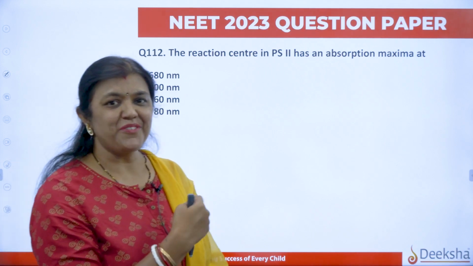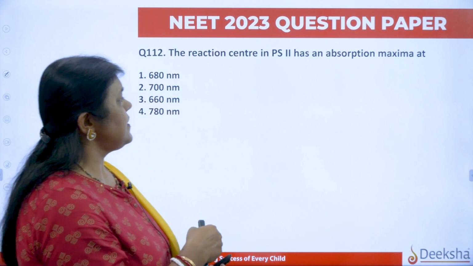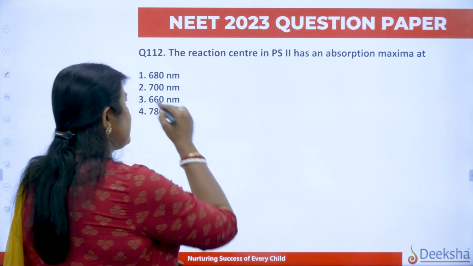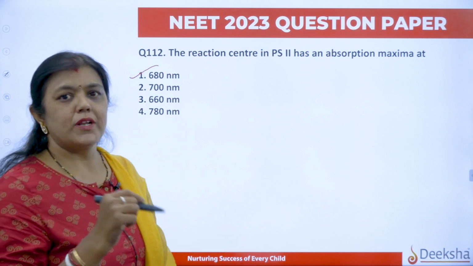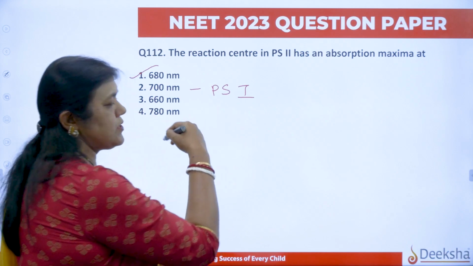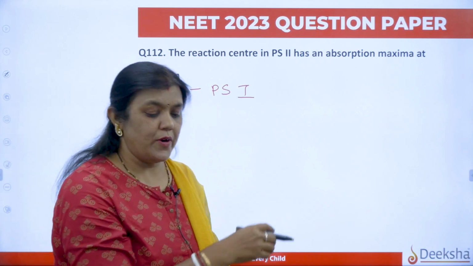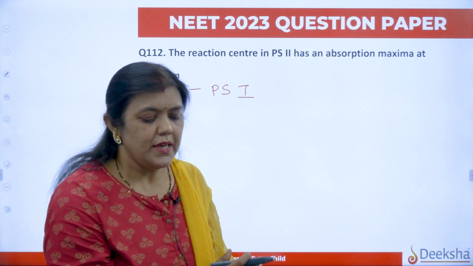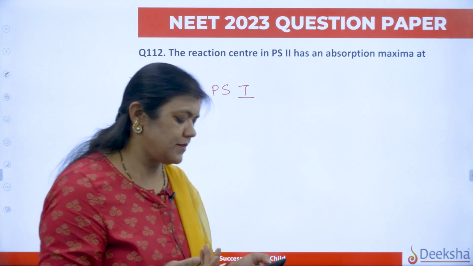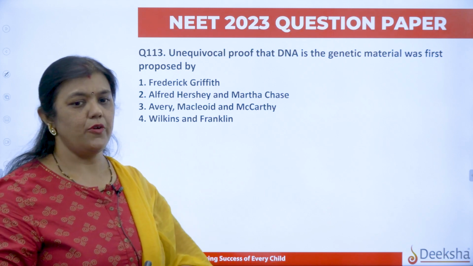Oh, again a direct question, you see. The reaction center in PS2 has an absorption maximum at, quickly, it is 680 nanometer. What are the other options? 700. 700 is for PS1. 1 is always big, 1 is 700. And what is for PS2? PS2 is 680 nanometer. Okay, so the other 2 options don't make any sense, so we are not going to look into them. We'll go to the next one.